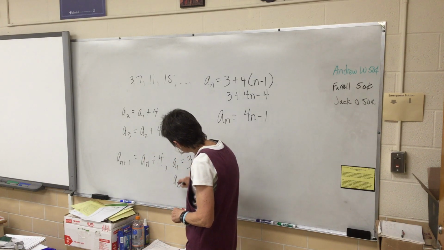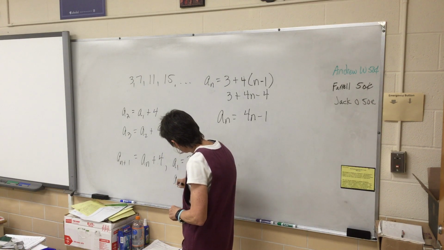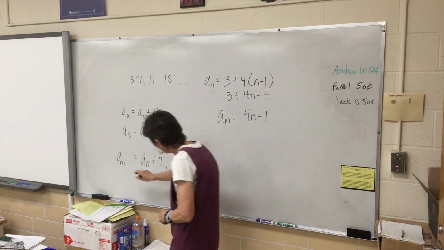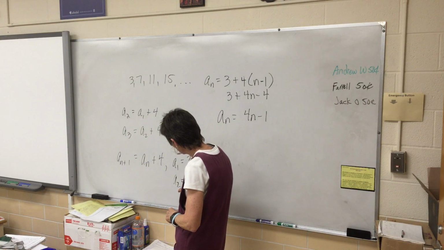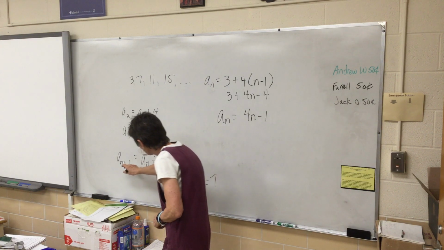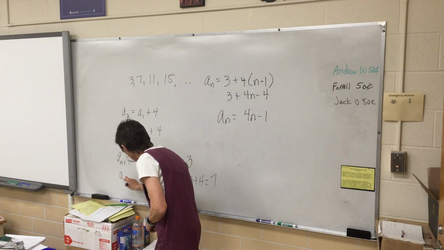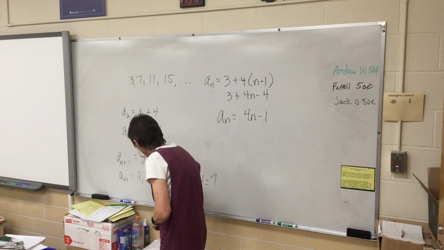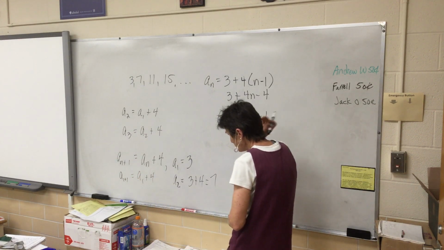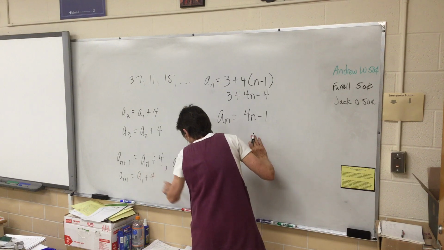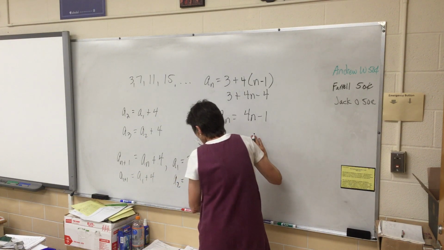So if a sub 2, if n plus 1 is going to be 2, then n must be 1. So this says a sub 1 plus 1 equals a sub 1 plus 4. So a sub 2, 1 plus 1, equals a sub 1 plus 4.